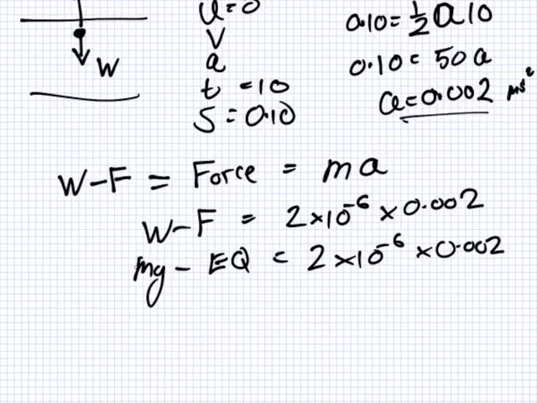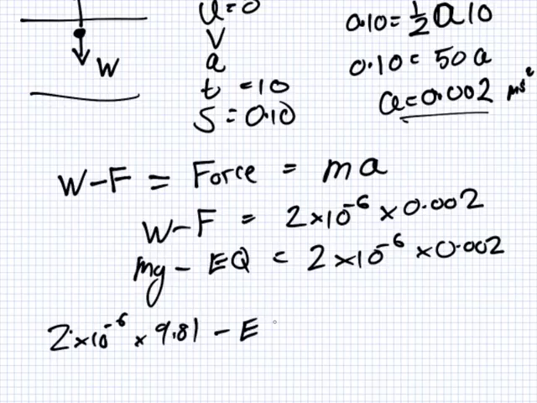So, do we know the m? We do. Do we know the g? We do. Do we know the Q? What did I say? 200 electrons. Minus electrons. Well, I'm not worried about the sign because I have the minus there already. So that's okay. What did I say the mass was? 2 times 10 to the minus 6. Okay: 2 times 10 to the minus 6 times 9.81 minus E times 200 e equals 2 times 10 to the minus 6 times 0.002.